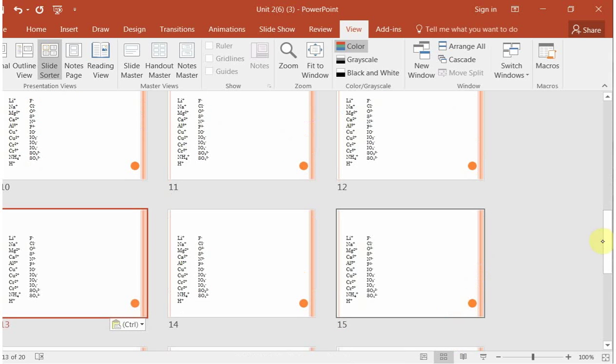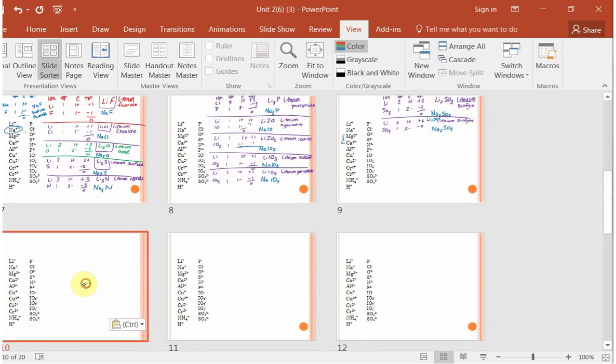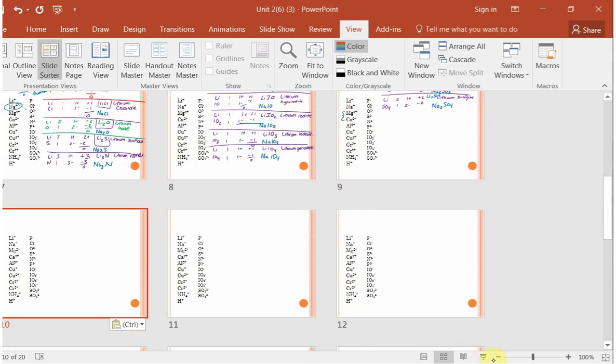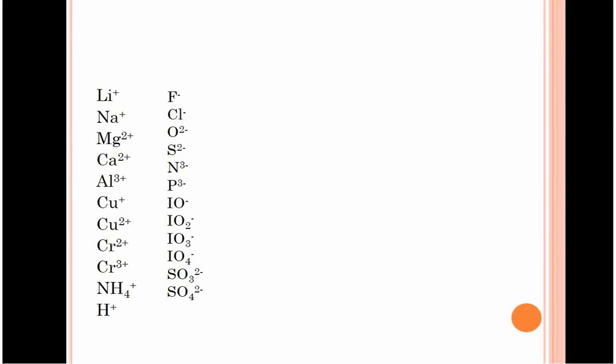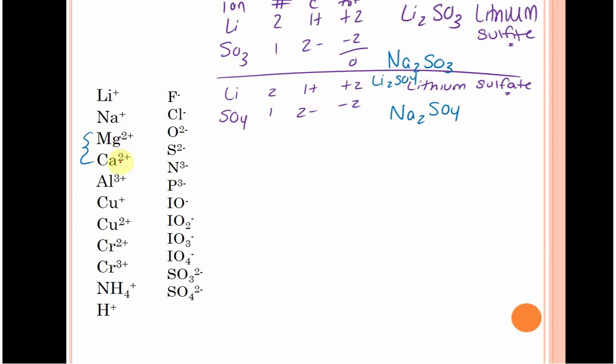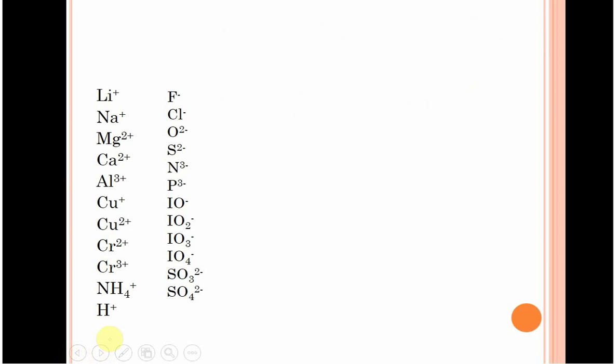Okay, that should keep us tidied for a little bit. Okay, so now let's go into magnesium and calcium. Again, guys, these are group 2 metals. They are alkaline earth metals. They are not transition metals. We are not going to use a Roman numeral, and we are not going to use prefixes here. So let's go ahead and set these up.